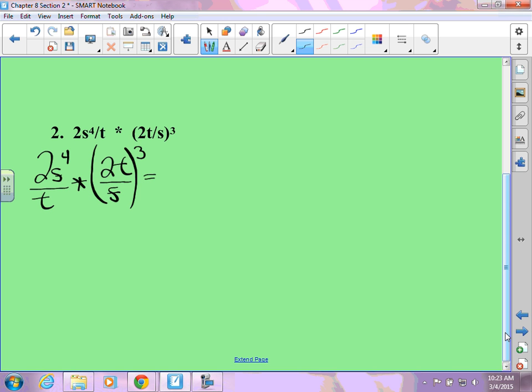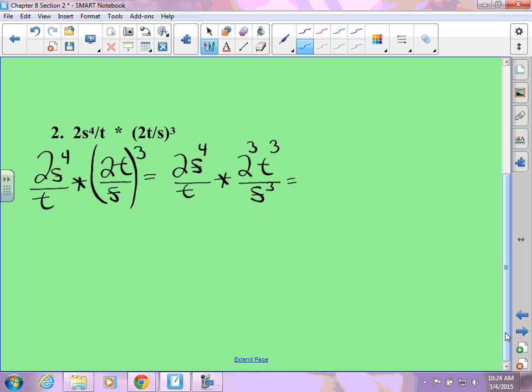So I'm going to distribute. In the first fraction, is there anything to distribute? No. So I'm going to leave it as 2s to the 4th over t times, is there anything to distribute in the second fraction? Yes. So I'm going to make it 2 to the 3rd, t to the 3rd over s to the 3rd. Okay, so I distributed.